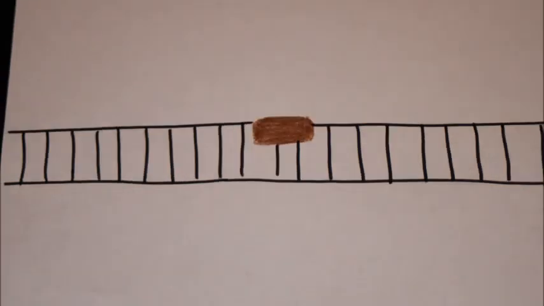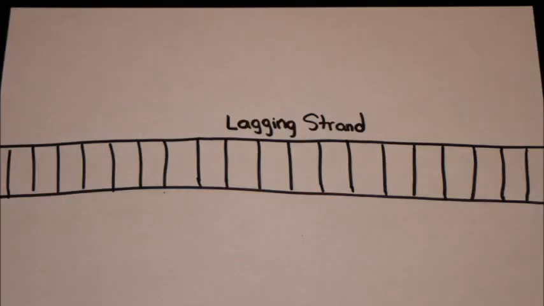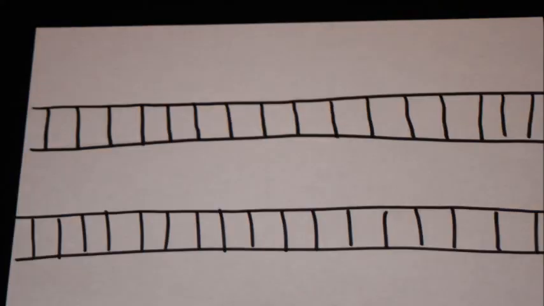The 3' end then connects to the 5' end of the lagging strand, and there are two new DNA strands created. And finally, the process of DNA replication is complete.